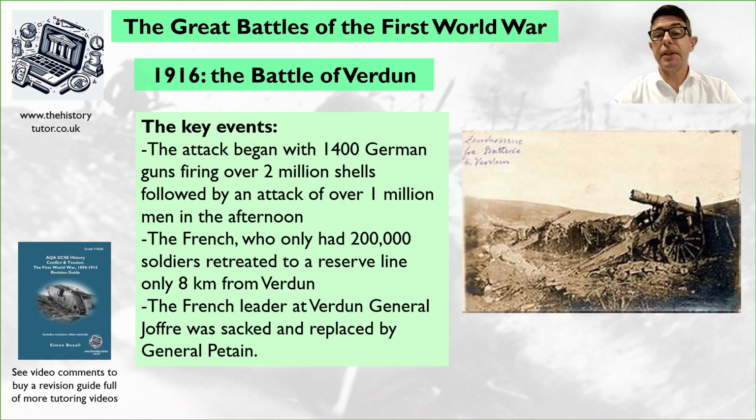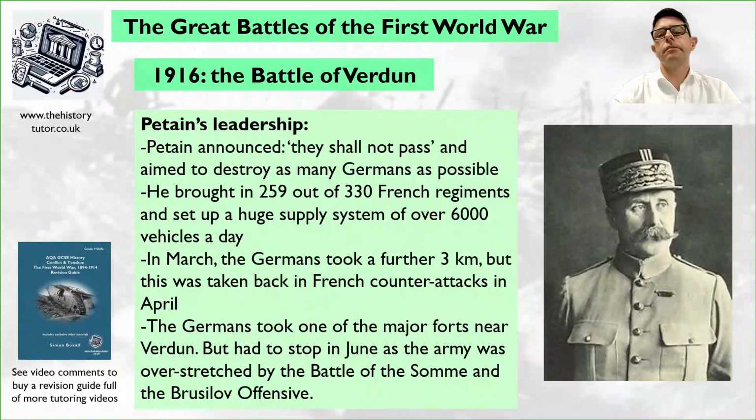The key events: the attack began with 1,400 German guns firing over 2 million shells, followed by an attack of over 1 million men in the afternoon of that day. The French, who only had 200,000 soldiers, retreated to a reserve line only 8 kilometres from Verdun. The French leader, General Joffre, was therefore sacked and replaced by General Pétain. Now, Pétain wanted to hold his ground. He announced, "They shall not pass," and aimed to destroy as many Germans as possible.